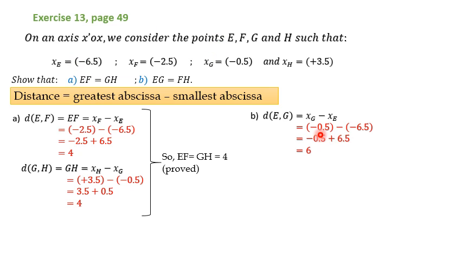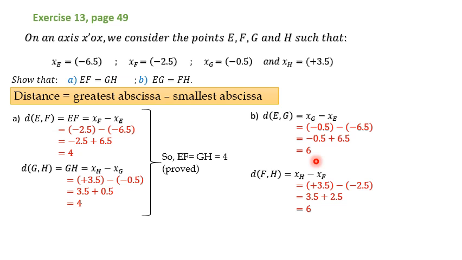So here, minus minus can be replaced by a plus. It's always a rule. Same signs mean plus, opposite signs minus. Now, minus 0.5 plus 6.5, it's the same as 6.5 minus 0.5, which is 6.